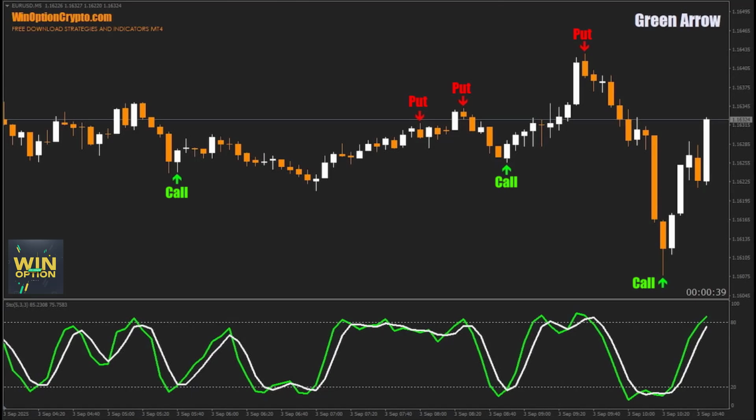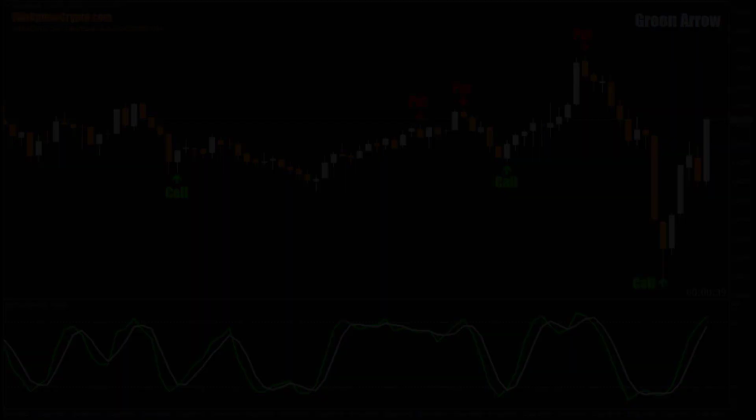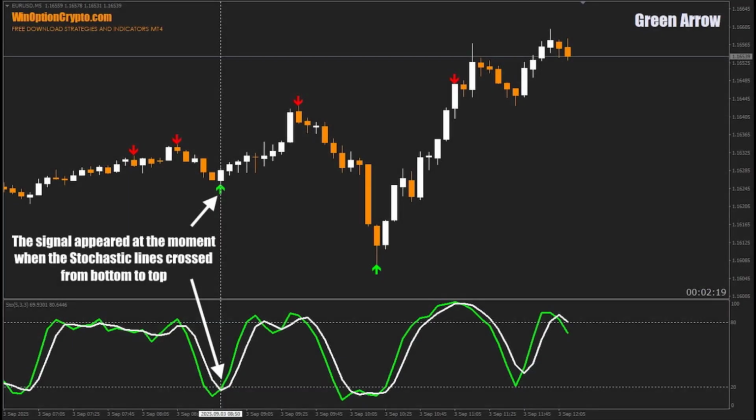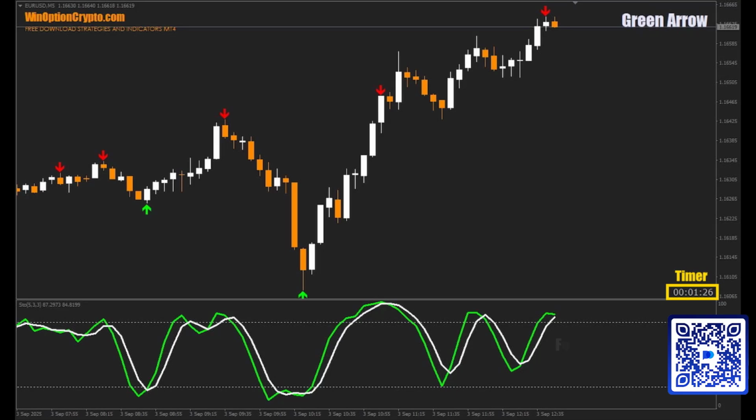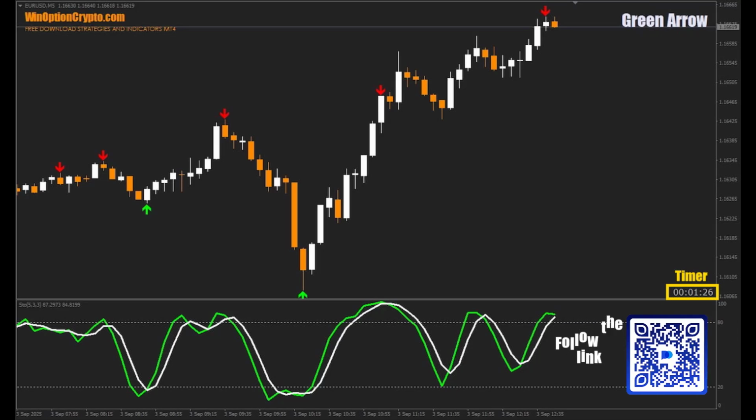To improve signal quality, the stochastic oscillator has been added to the green arrow strategy. It is recommended to use only those signals that align with its readings. Another important element of the strategy is the candle time timer. It shows how much time remains until the current candle closes, helping traders choose the correct expiration time.